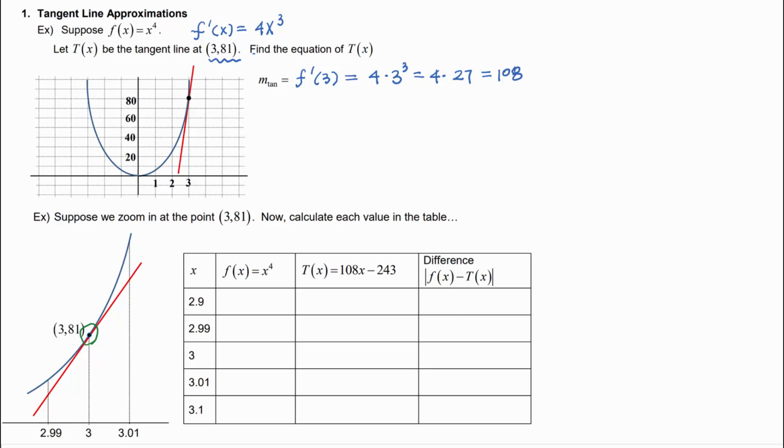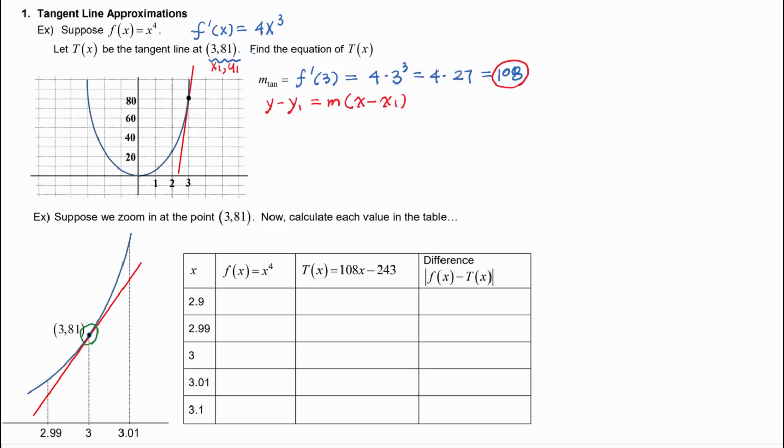So now, to find the equation of a tangent line, let's use the point-slope form of a line. And the point-slope form of a line is y minus y1 equals slope m times quantity x minus x1. And your point (3, 81) is your (x1, y1), and you found your slope m, which is 108.